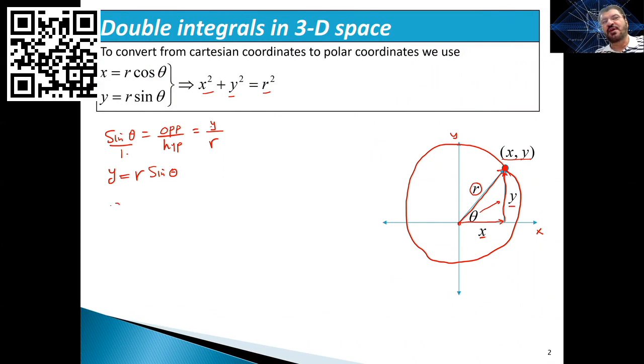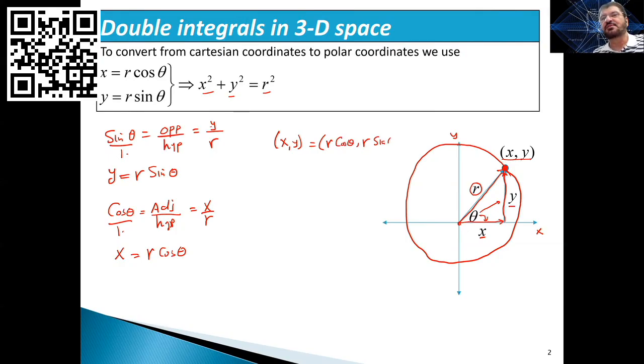Also we know that cosine theta is the adjacent divided by the hypotenuse. What's the adjacent to theta now? This is theta. The adjacent is this one, which is x, over the hypotenuse, which is r. We do the same thing. x times 1, x is equal to r cosine theta. So what am I doing now? I'm trying to convert the point x and y to something new. So this ordered pair x and y will be nothing but x, we said, is r cosine theta, and y will be r sine theta.